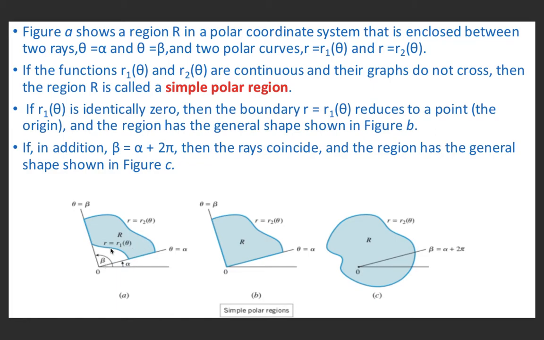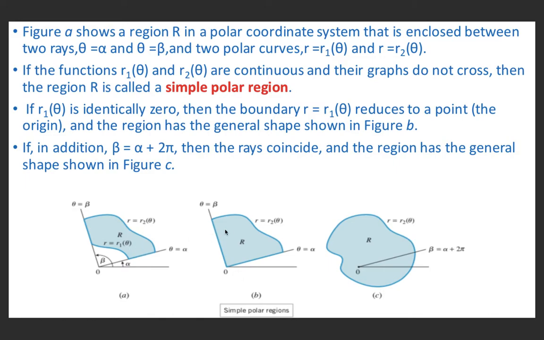If r1 of theta is identically equal to 0, then the boundary r1 of theta reduces to a point which is the origin, and the region has the general shape shown in this figure. Because if r1 of theta is 0, this will shift to this origin. So this is the shape of the region.